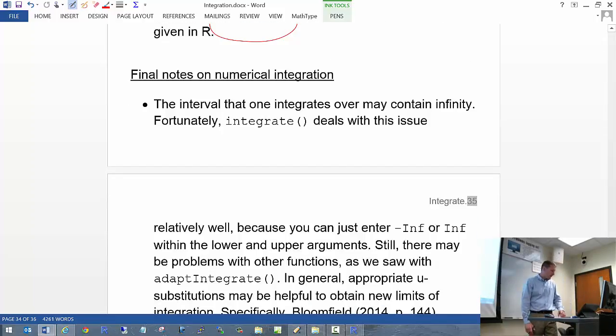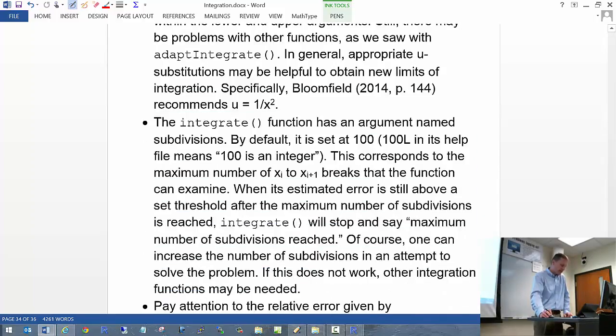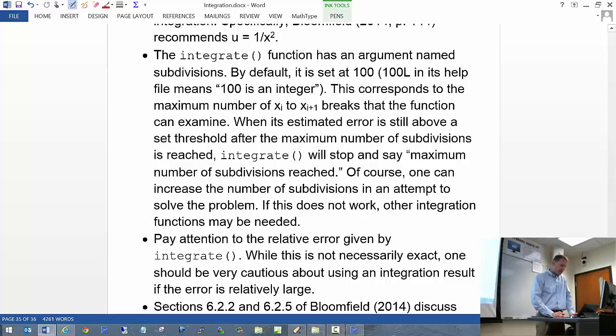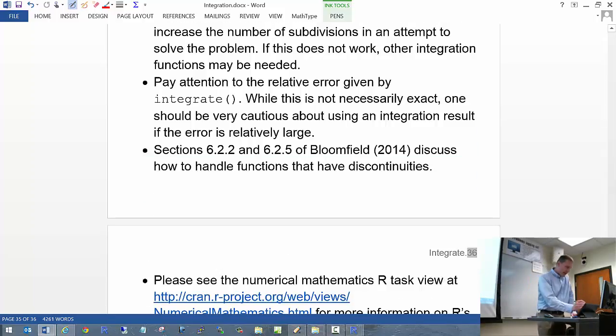So some final notes on numerical integration then. As we saw, the integrate function has no problems dealing with infinity as one of the limits of integration. Here's where I talk about the subdivision stuff that we've already kind of talked about as well. I'll let you look at that in more detail if you're interested. I emphasize this again: pay attention to the relative error that's given to you by integrate. Obviously, if that error is large, you want to be very careful.